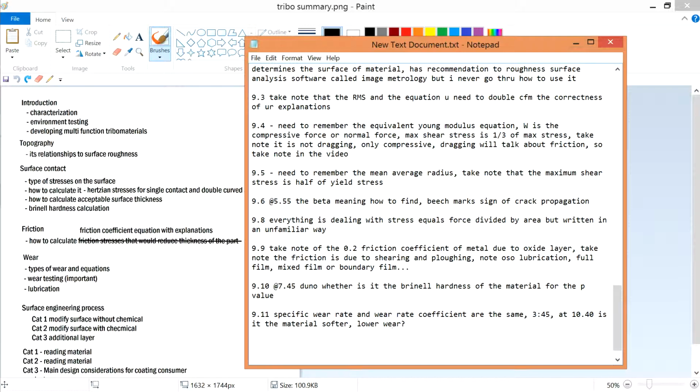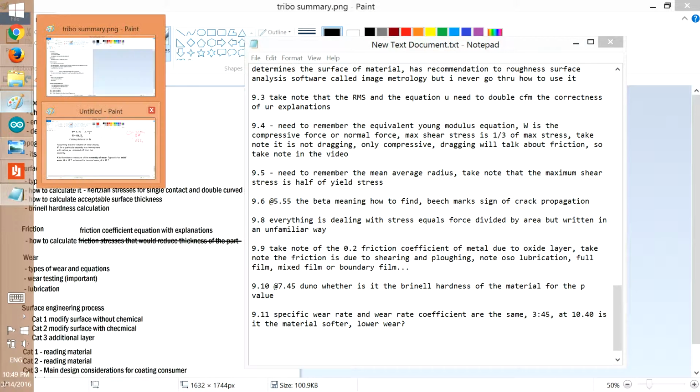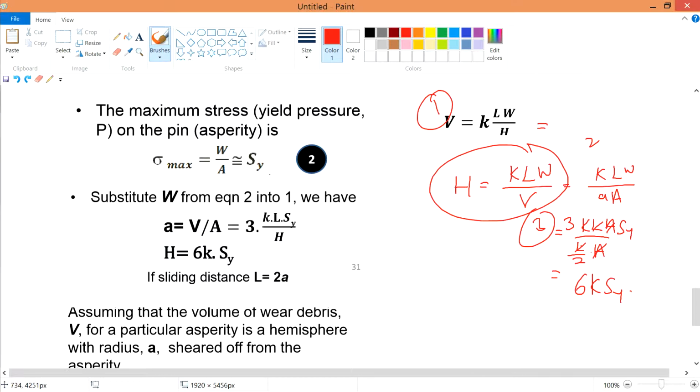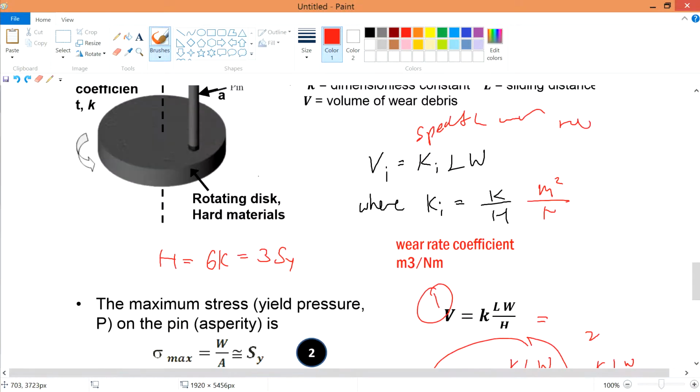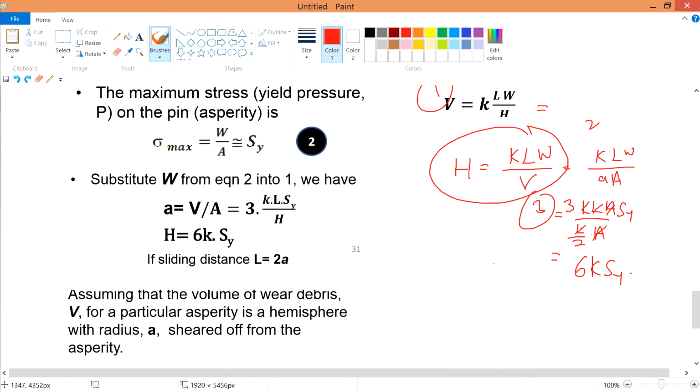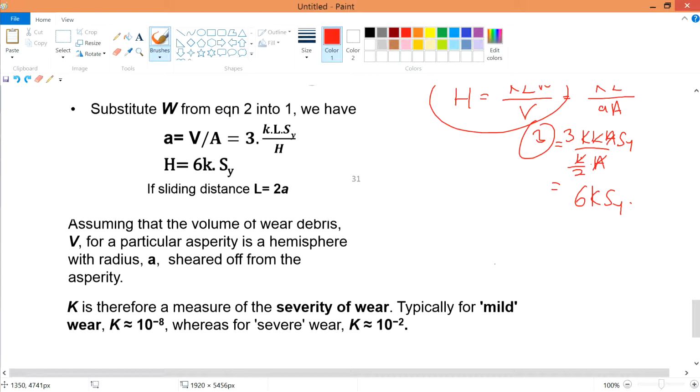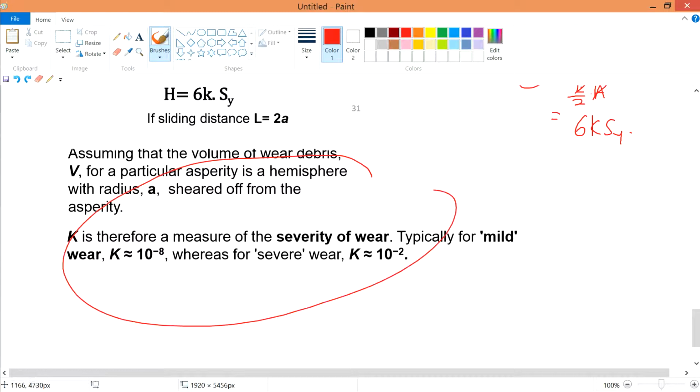The important thing that you should take home is this equation: the amount of volume and the K value. This K value should be K divided by H, the hardness of the material. You should take note of all these things, and also this type of wear rate.